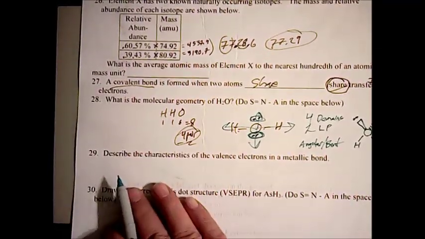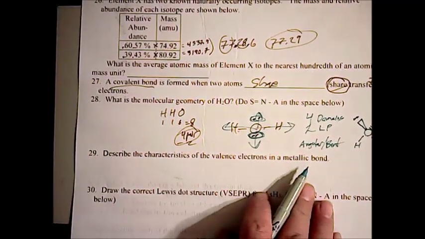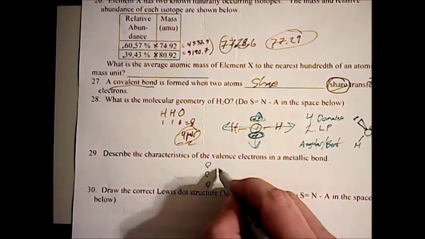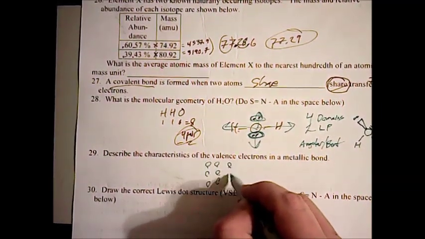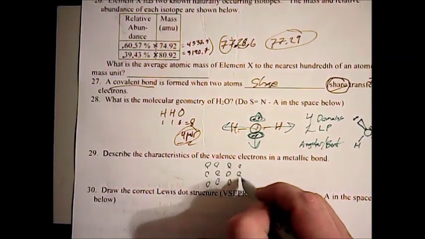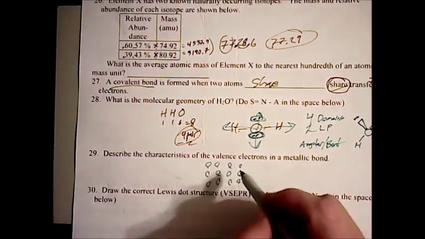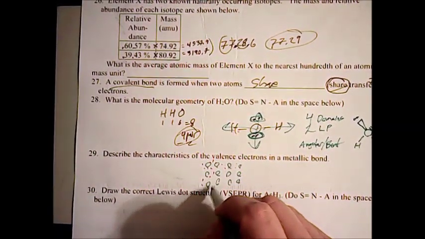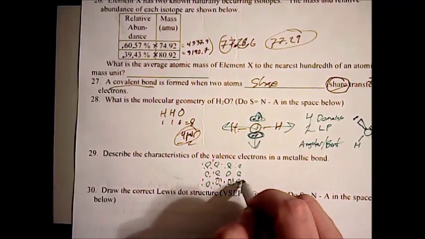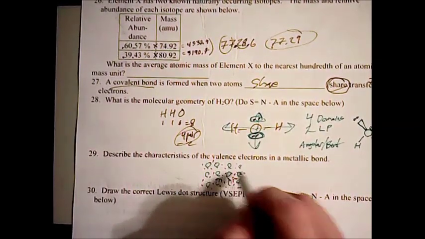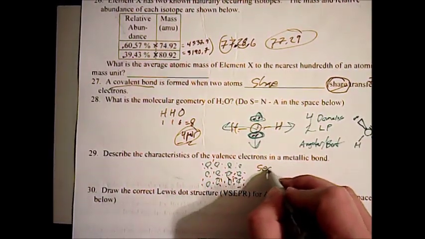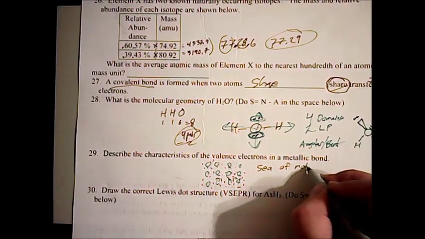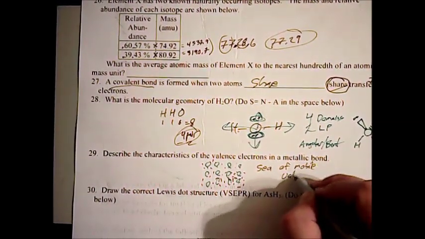Next, number 29, describe the characteristics of the valence electrons in a metallic bond. So in a metallic bond, what we've got are a whole bunch of metal atoms, and the metal atoms have all of these valence electrons that are free to move around from metal to metal and bounce around. They can leave, they can come back, and we call this the sea of mobile valence electrons.